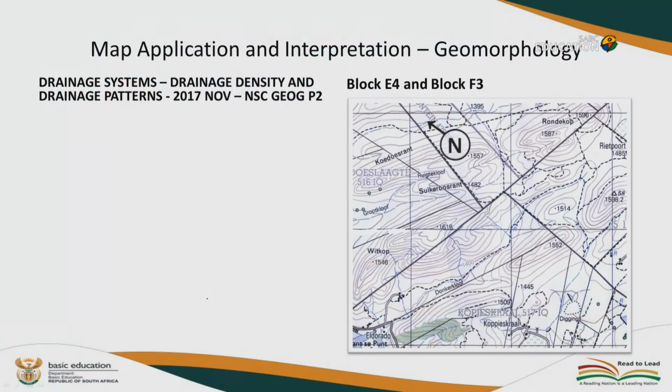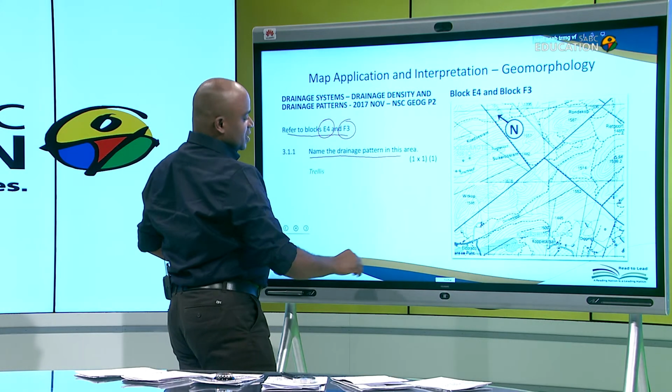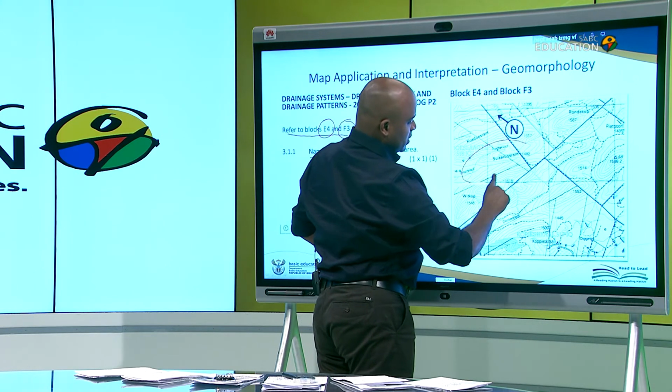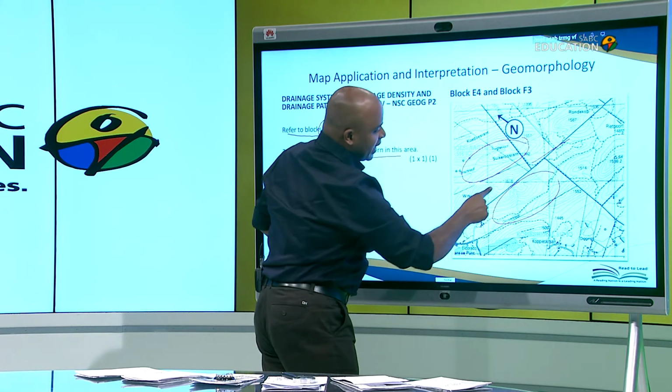The next one is drainage density. In this particular example, we are required to look at blocks E4 and F3. Name the drainage pattern in this area. Upon analyzing these blocks, note the following. There's our drainage pattern. It is trellis, and we have identified it in these blocks. Note the trellis pattern. And there's your high-lying area.